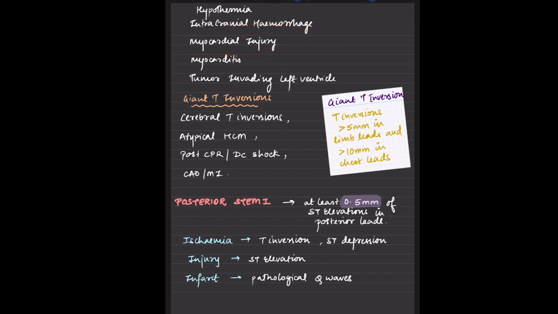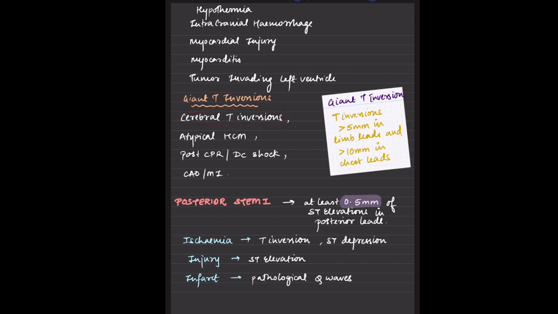So we have giant T inversions. Giant T inversions are seen in limb leads and chest leads. What do we need? Whenever the T inversions are more than 5 mm in the limb leads and more than 10 mm in the chest leads. Now, why is it important? Because it denotes an atypical HCM. Then it can be coronary artery disease or myocardial infarction. It is also seen in post CPR patients or after DC shock, and cerebral T inversions.